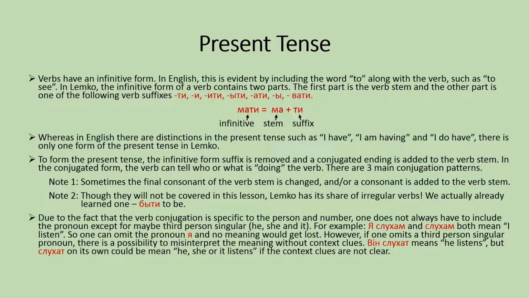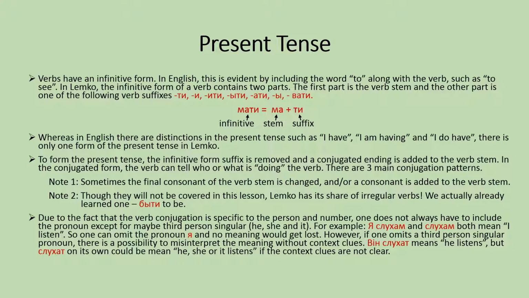Present tense. Before we get into present tense, let's go over some background information. Verbs have an infinitive form. In English, this is evident by including the word to along with the verb, such as to see. In Lemko, the infinitive form of a verb contains two parts.